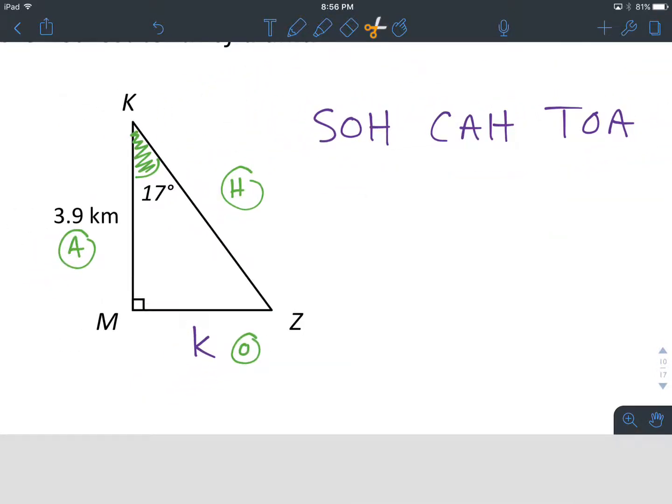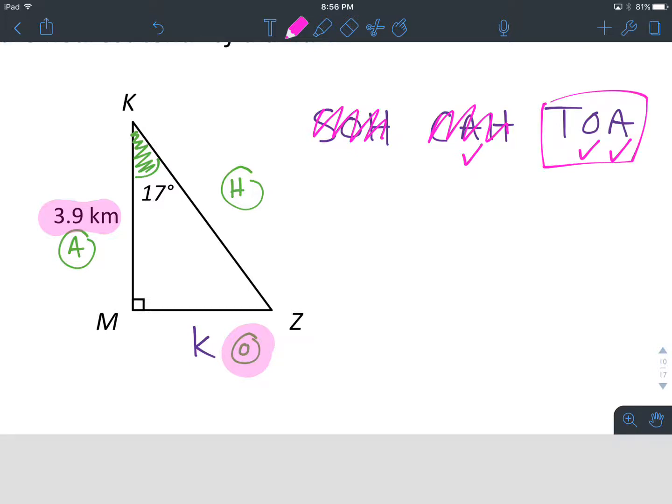So what piece of information have I been given? Well, I've been given my adjacent over there as 3.9. So I'm going to put a little check mark by adjacent. So no sine ratio this time. Now I'm going to look at what I want. And what I want is opposite. So I'll put a little check mark beside the O. So no cosine ratio this time. We are going to use tangent.